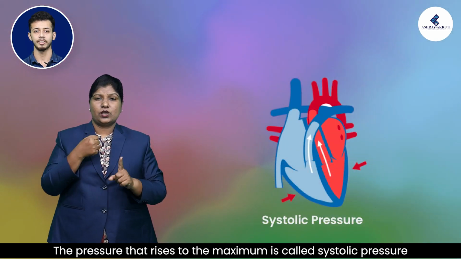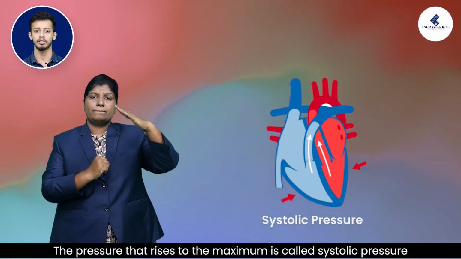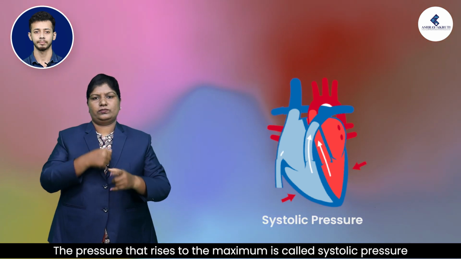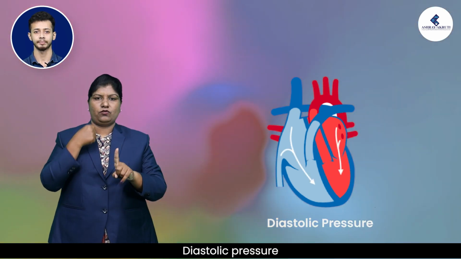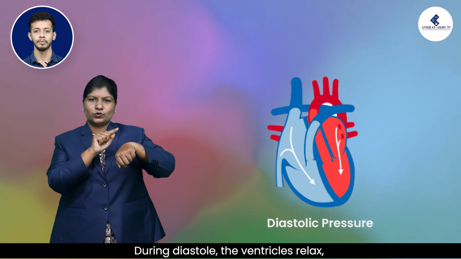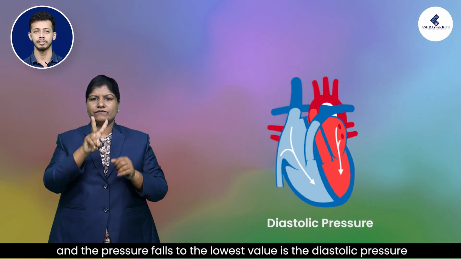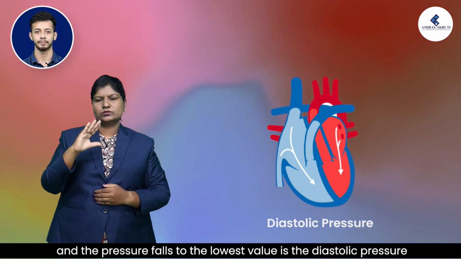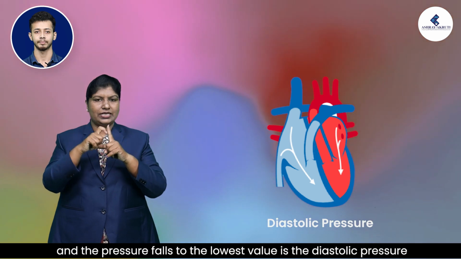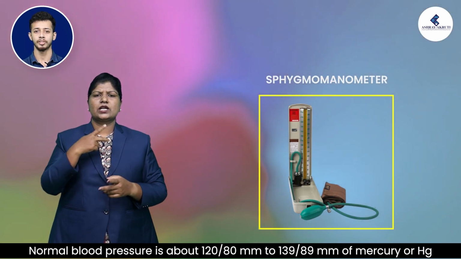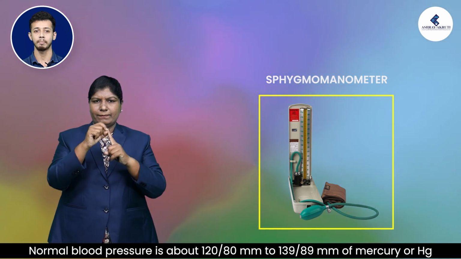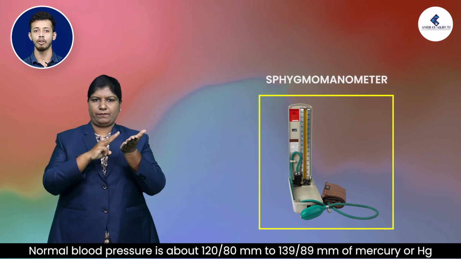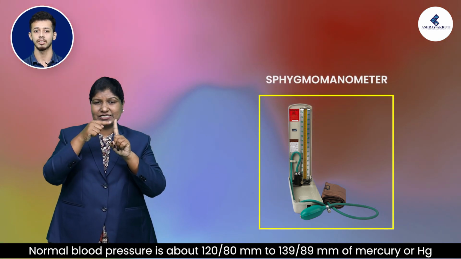The pressure that arises to the maximum is called systolic pressure. Diastolic pressure: during diastole, the ventricles relax and the pressure falls to the lowest value, which is the diastolic pressure. Normal blood pressure is about 120 by 80 mm to 139 by 89 mm of mercury, or Hg.